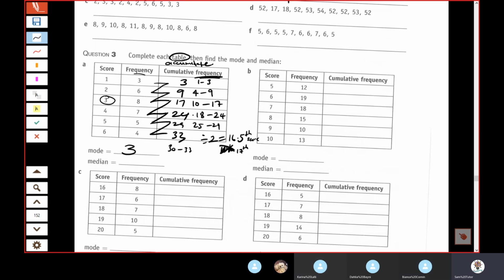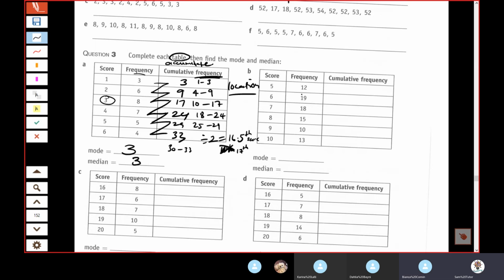This tells you the location. That's the way you got to look at it. So when you found that it's the 17th score, the idea is, well, okay, the 17th score would be here, because these are all the numbers from 10 to 17, which are all 3s. So the 17th score is 3. So the median is still 3.